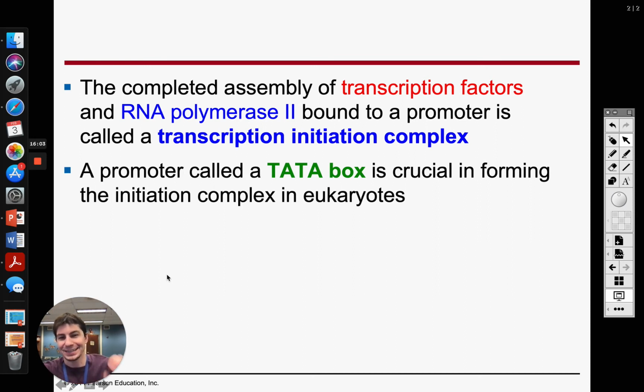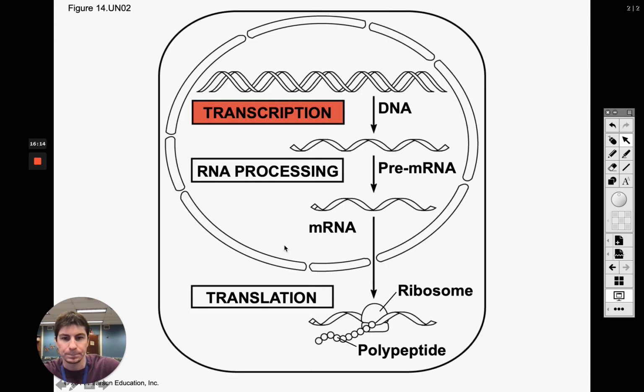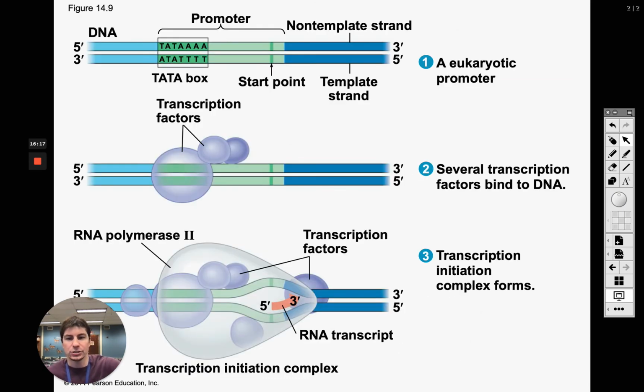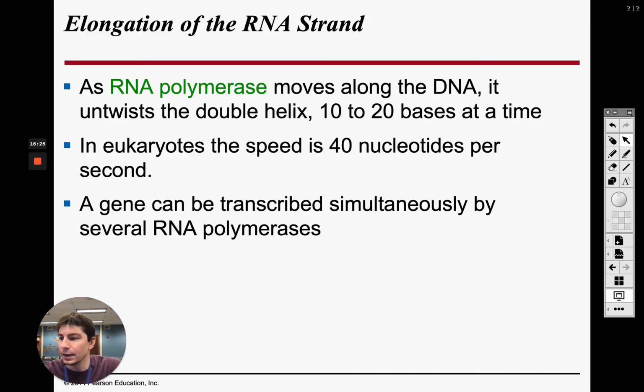But anyway, so the Tata box, this is where the initiation complex is going to be for eukaryotes to start our process of transcription and making our mRNA. Okay, so we did that picture. So here is our Tata box, okay? And that's where our mRNA is going to start to be made. Now, RNA polymerase is going to move on the RNA 5' to 3'. If we're talking about the DNA, it's going to be moving the opposite way, which would be 3' to 5' along that strand.